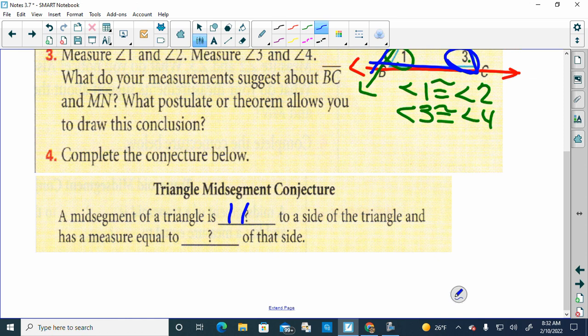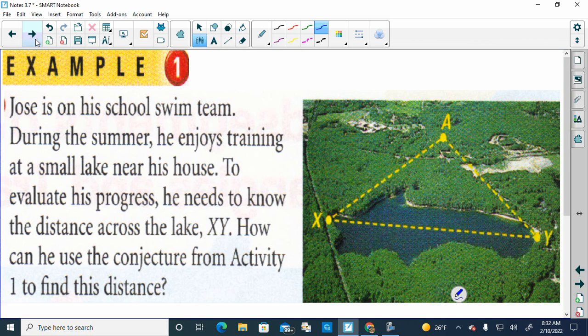So a mid-segment of a triangle is parallel to a side of the triangle and has a measure that is half of the side. So if I know the bottom number, I could divide it by 2 to find the mid-segment, or vice versa. I could double the mid-segment to find the base. Okay. We're going to come back to this one.